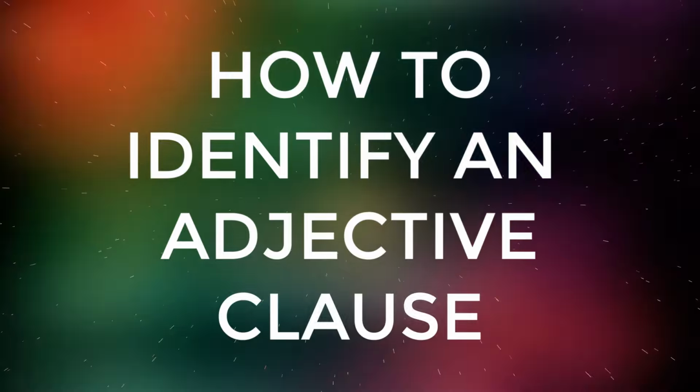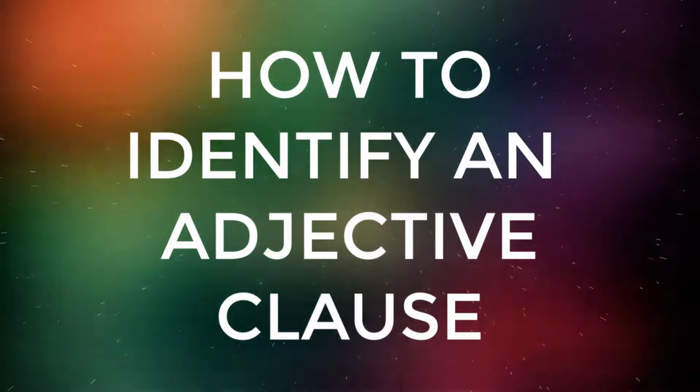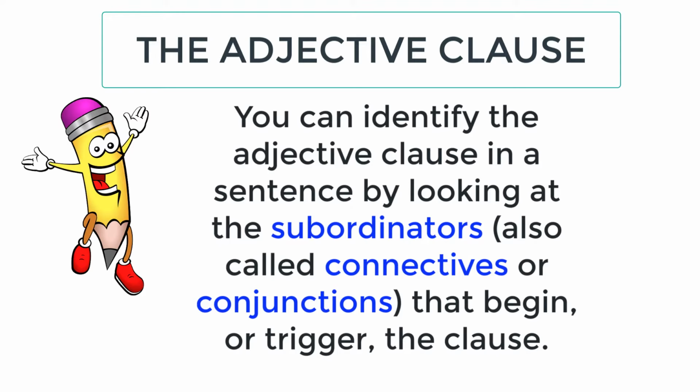How do you identify an adjective clause? How do you pick it out in a sentence? You can identify the adjective clause in the sentence by looking at the subordinators, also called connectives or conjunctions, that begin or trigger the clause.